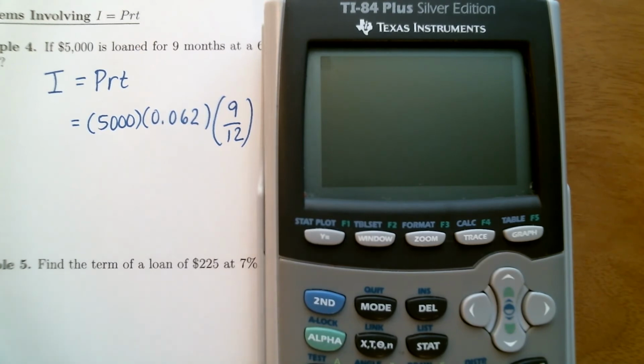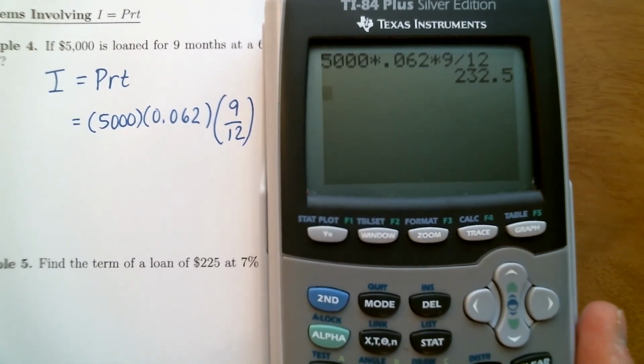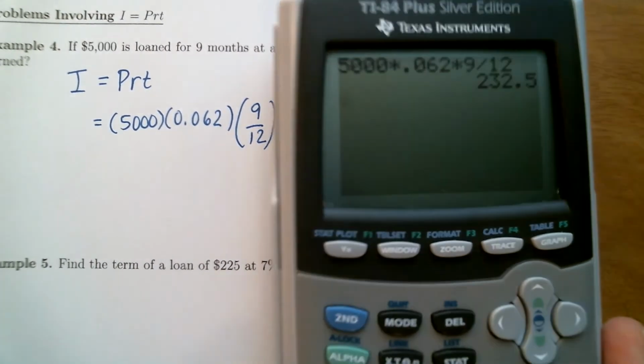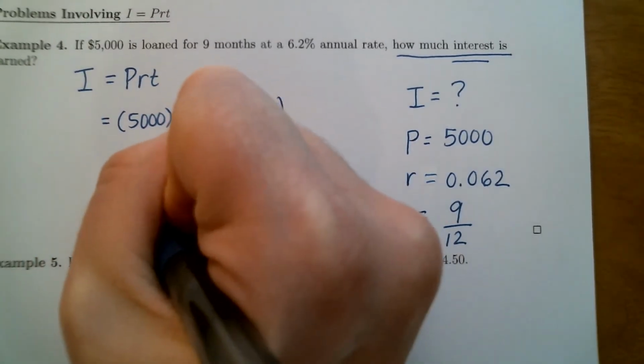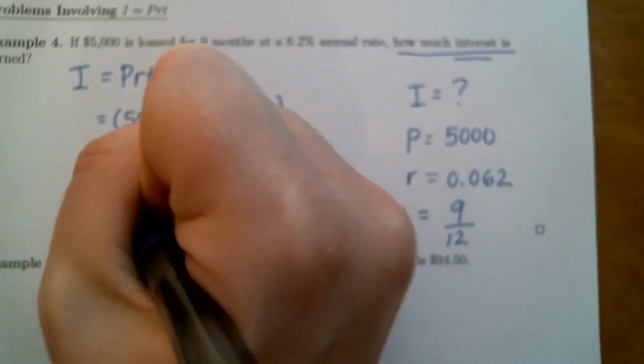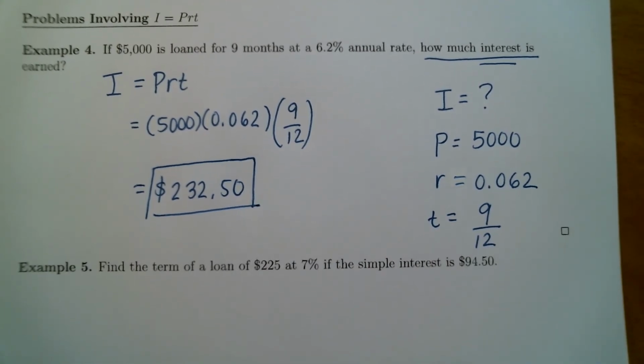Okay, so for this one, I just plug it in just like I see it. So I'm going to do 5,000 times 0.062 times 9 divided by 12. That's going to give me the answer. Notice I didn't do any rounding of any number until the end, and this is actually a nice even decimal, so I do not need to round at all. So this is going to be $232.50. Remember, interest is money. It's dollars and cents. So the answer here is $232.50.